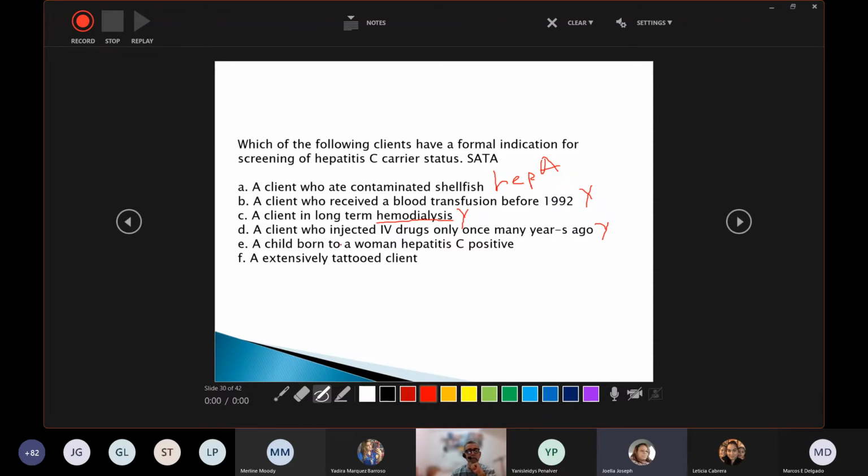A child born to a woman who is hepatitis C positive should be tested? Yes. It can be passed through the placenta, the same as hepatitis B. Here, something was missing that I forgot when I transcribed all those questions: in clients in the USA. Even there is a typo. An extensively tattooed client in the USA.